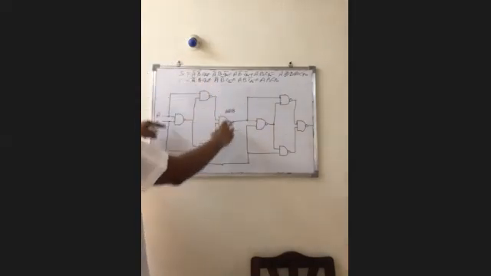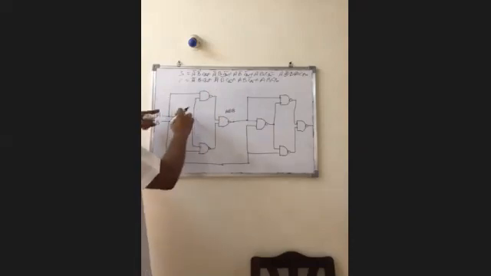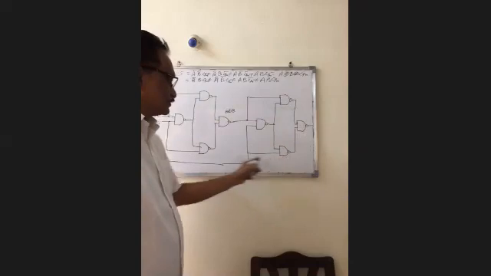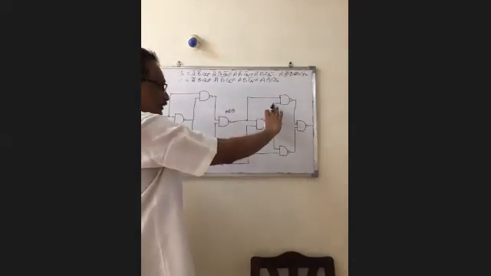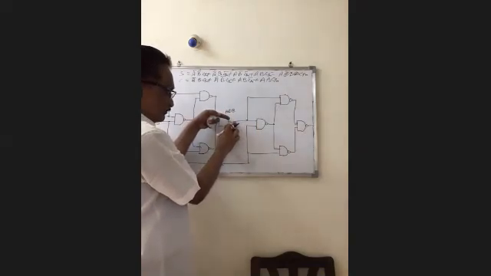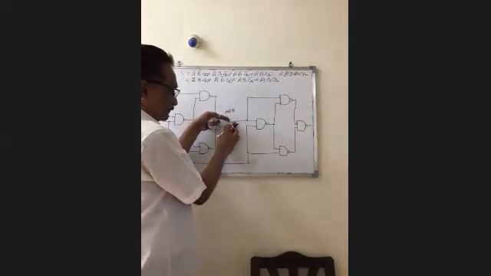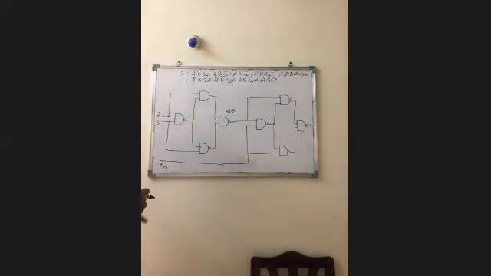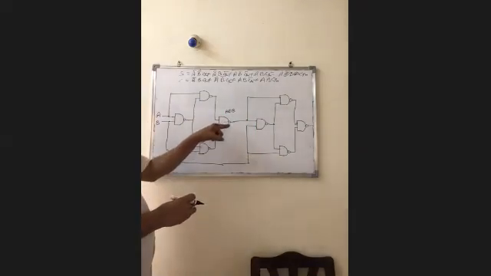This is the first 2-input exclusive OR gate. This is the second 2-input exclusive OR gate. For the second 2-input exclusive OR gate, what are the inputs? A exclusive OR B is the one input, and the second input is C in. Is it correct?